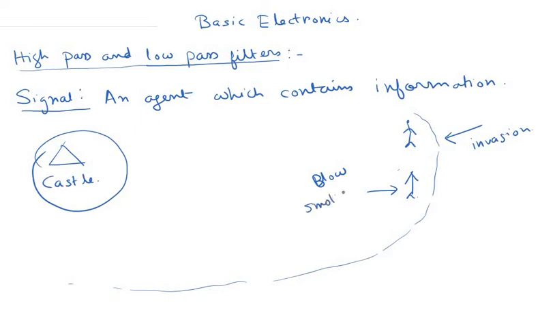Okay, so that is a signal actually. And why they used to blow smoke is because if they would make any sound, the distance is so high that the sound would not really reach the castle. So to actually depict that, or to articulate that invasion has occurred, red smoke would be blown to the air, and so people from far away distance would actually be alerted. So that is also a signal. So it is any agent which contains some information.